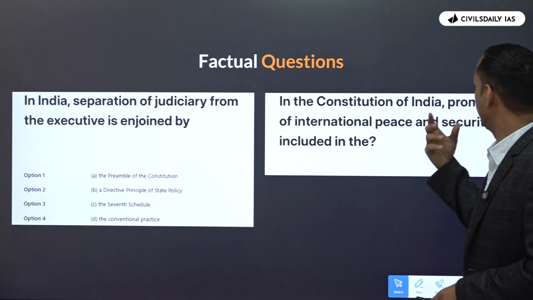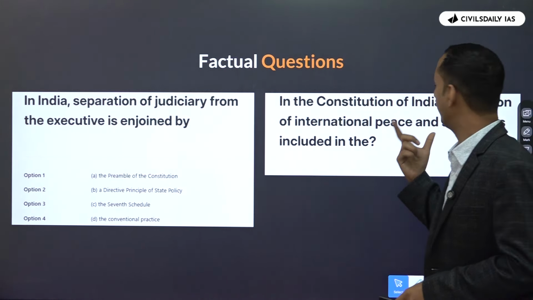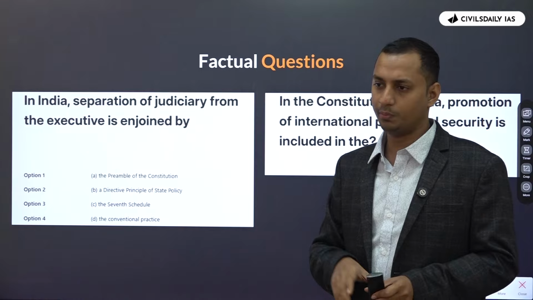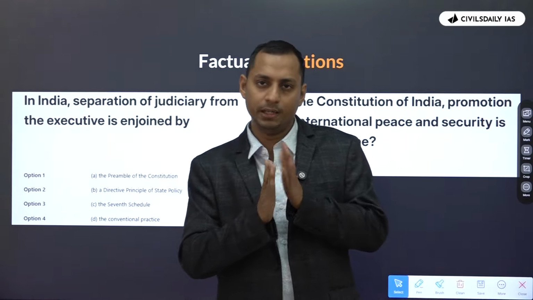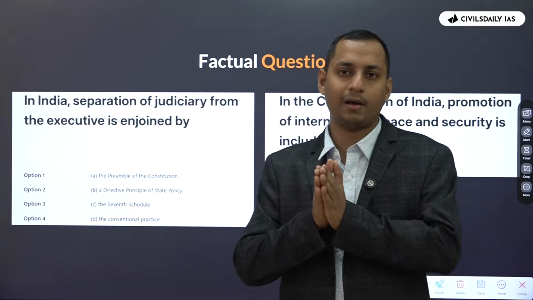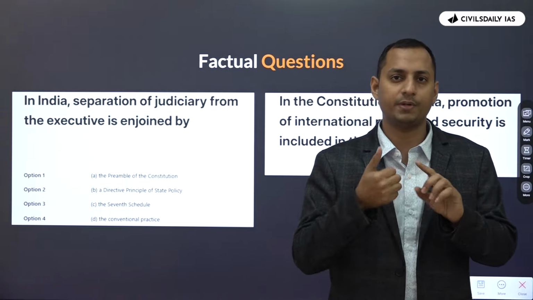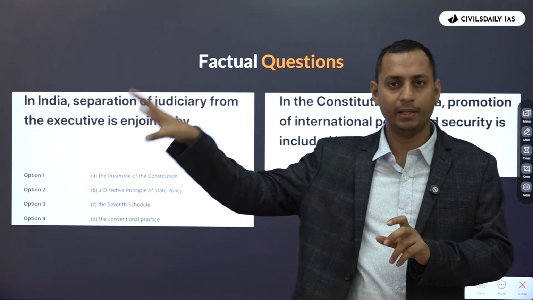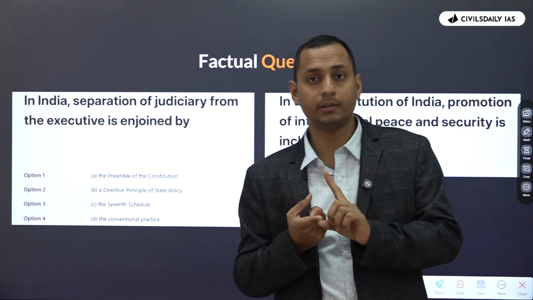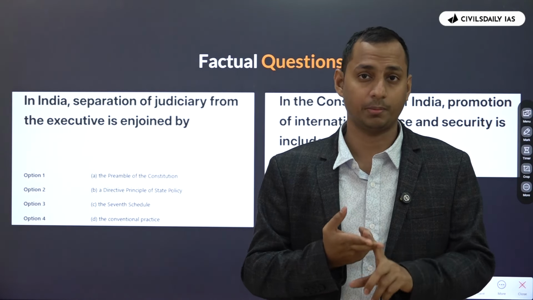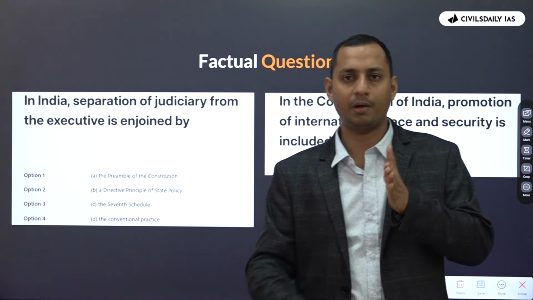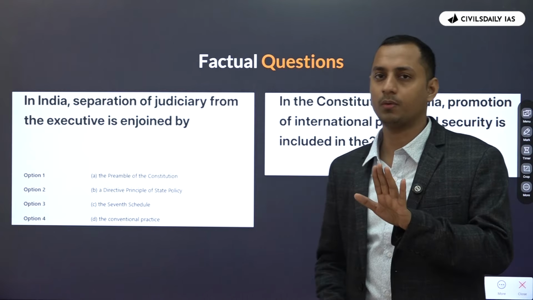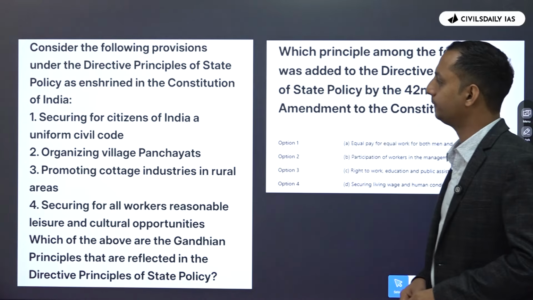Separation of judiciary from the executive, promotion of international peace and security. Now, this is one area where you will at times feel a bit of confusion. There are certain provisions in DPSP and fundamental duties which you find a bit similar. So have clarity regarding the same. For example, conservation of art comes in DPSP. Environment, there are provisions both in fundamental duties and also DPSP. So there are certain provisions where you will find confusion. So have clarity on all the DPSPs out there and also the fundamental duties as well.